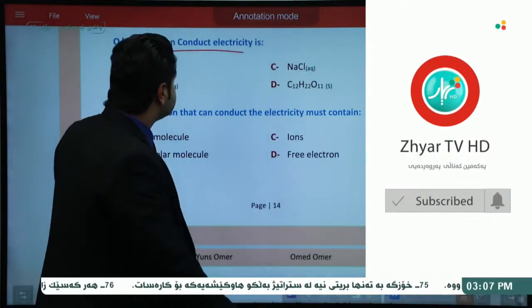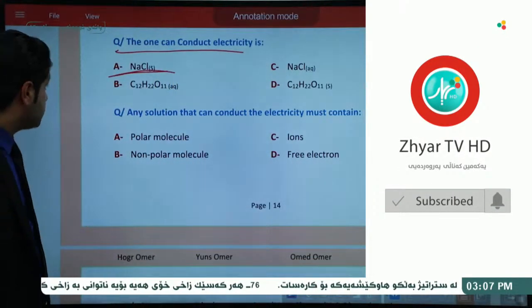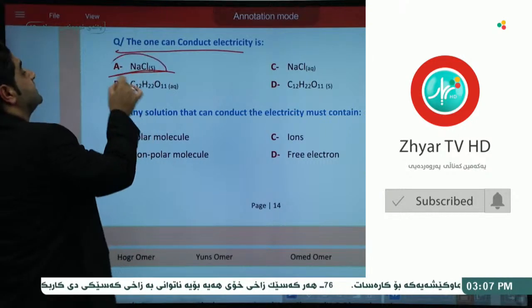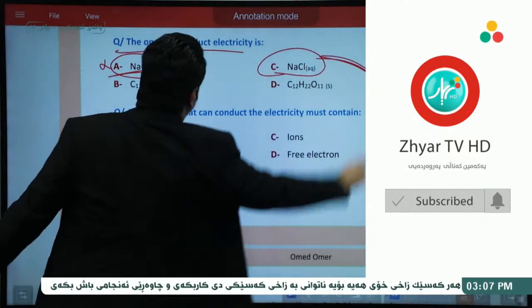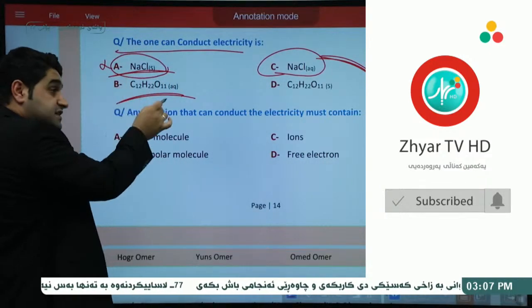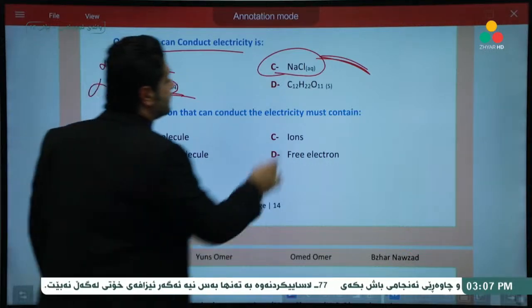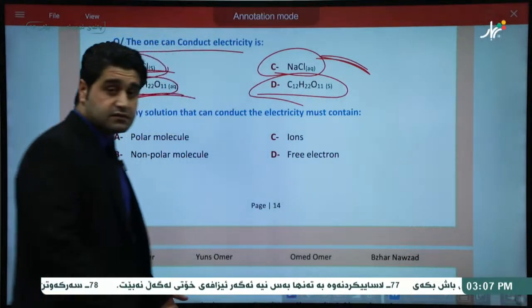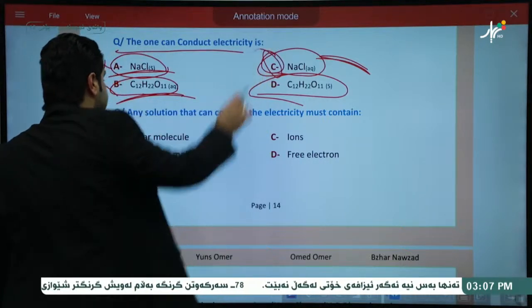The one that can conduct electricity: NaCl is an electrolyte, teacher. But it's solid, so it cannot conduct electricity. So this is not. NaCl aqueous, yes, it can conduct electricity. This one is aqueous also. No, it's aqueous, but it's not an electrolyte, so it cannot conduct electricity. What about the last? It also does not conduct electricity. So the right answer is C.